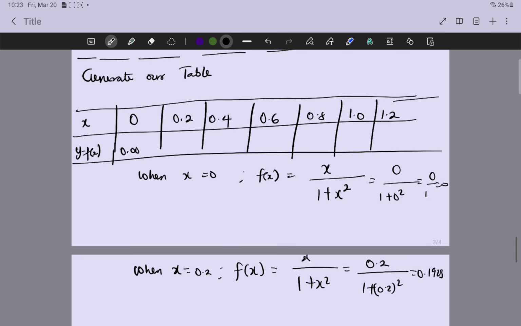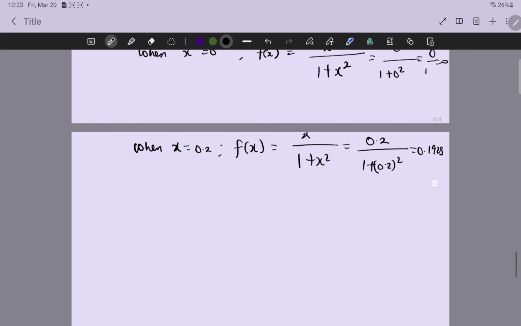So that was how we were able to fill in this particular space, and we said here is 0.1923. The next one will be 0.3448. The next one will be 0.4412. The next one will be 0.4878. The next one will be 0.50. The next one will be 0.4918. Yes, that was how.